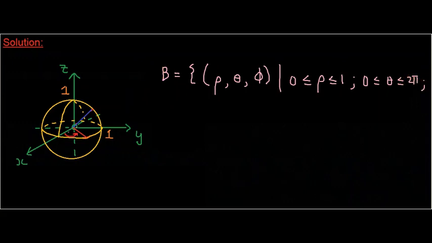Then remember that phi is the angle that this line segment, extending from the origin to the boundary of the solid, makes with the positive z-axis. And once again, since we're dealing with a sphere, we can see that phi extends from the positive z-axis right down to the negative z-axis. In other words, phi will be bound by 0 and of course pi.